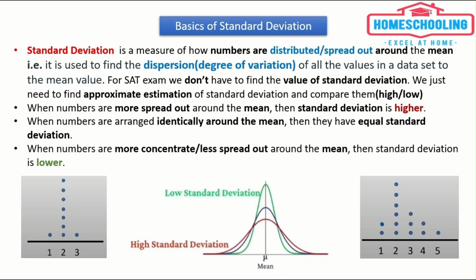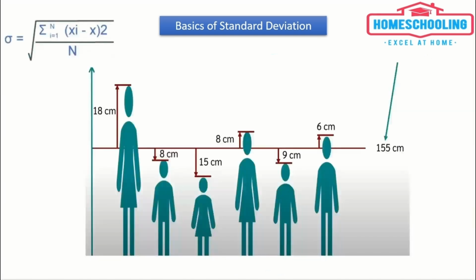So now what is standard deviation? Standard deviation is a measure of how numbers are distributed or spread out around the mean. Let's start with a very basic example of standard deviation. As we can see, we are having 6 people here. If we have to find the average or mean height, what we're gonna do here is add the height of all the people divided by number of people, that is 6. So let's say we get a mean height of 155 centimeter.